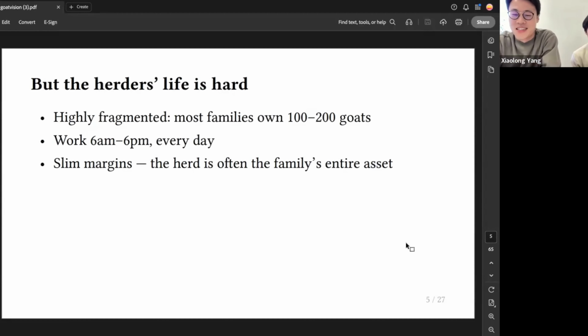Before we started, Joe was asking about the business model of all these farmers. The hard truth is they don't really have a business model. They just own these goats as commodities. And then every single year, they don't have a stable stream of income. For example, they don't really sell services to any companies.